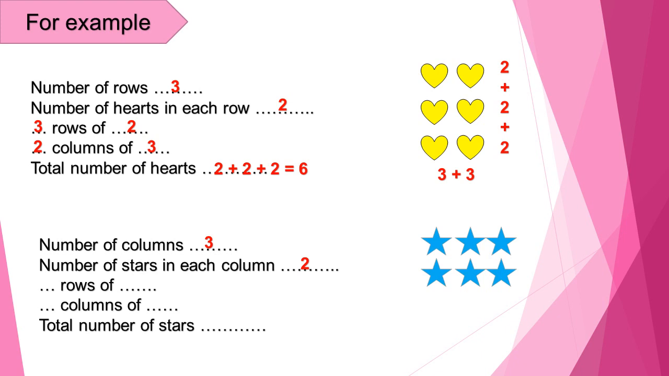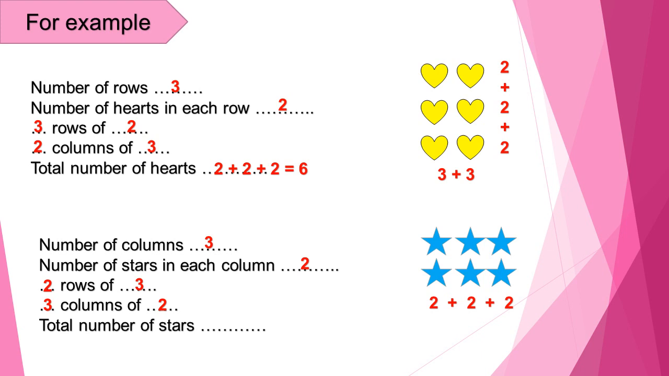We have here 2 rows and each row has 3 stars. So we can write 2 rows of 3. And we have 3 columns of 2. We have 3 columns and each column has 2 hearts. Total number of hearts, we can find it by 2 methods.